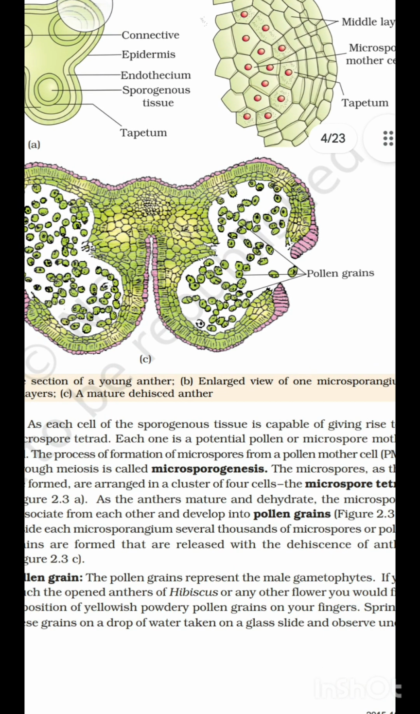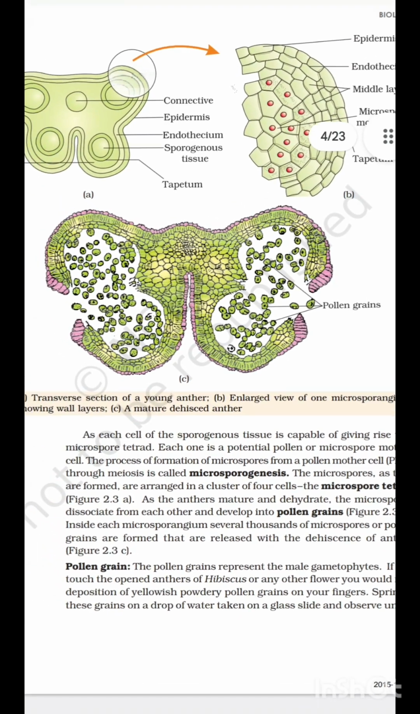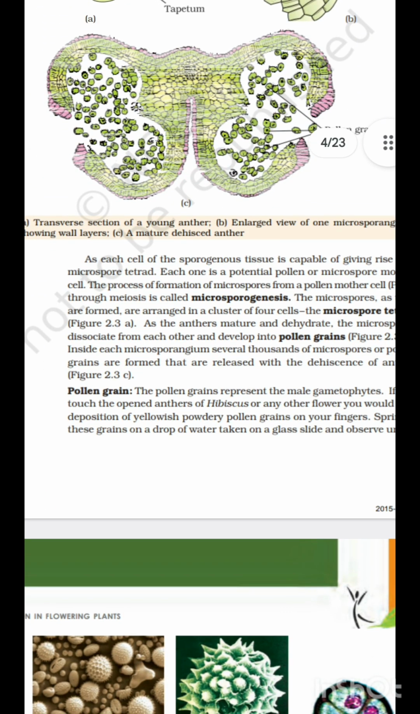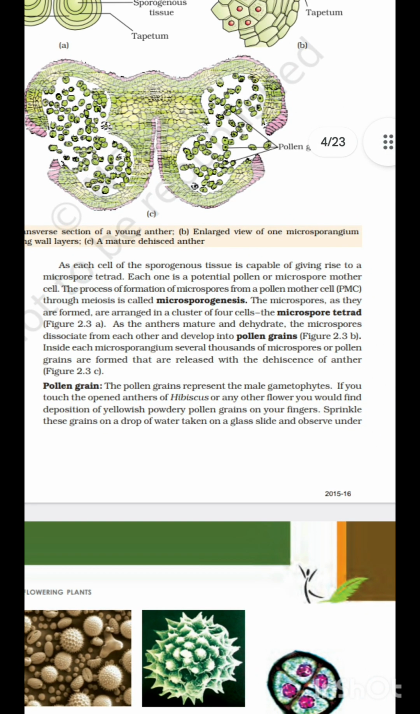So here are the pollen grains. They are formed from the microspore mother cells upon meiosis or reductional division. The microspores as they are formed are arranged in a cluster of 4 cells, so called microspore tetrad. As the anther matures and dehydrates, the microspores dissociate from each other and develop into pollen grains. They separate when they mature, they detach from that cluster and are known as pollen grains.